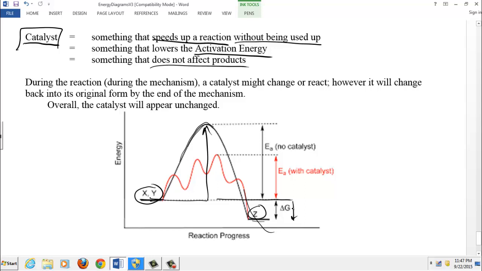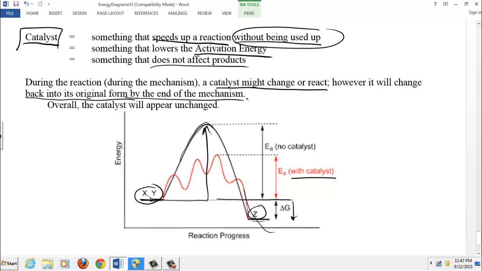Now, in this imaginary reaction, we can add a catalyst. And now what's going on? Well, the catalyst is changing the mechanism. And it turns out the catalyst can change during the course of the reaction. It's just that by the end of the reaction, it can't be used up. We have to get it back in its original form by the end of the mechanism.